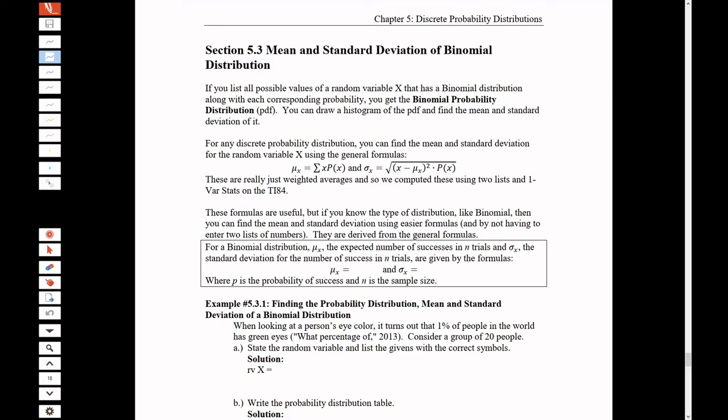Let's go ahead and take a look at finding the mean and standard deviation of the binomial distribution. There's two ways that we can go about looking at the mean and standard deviation. One way is that we can use a formula.